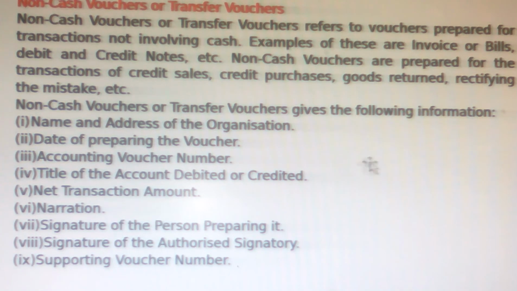Non-cash vouchers or transfer vouchers give the following information. So what information does the particular voucher give you? The name and address of the organization, then the date of preparation of the voucher, then the running account, the voucher number, then the title of the account, debited or credited, what account, then the transaction amount, then the clear details of the transaction narration, then the signature of the person who prepared that particular voucher, then the authorized signature of who will authorize the voucher. Here, very very important: the prepared person and the authorized person. Then the supporting voucher number. So based upon what voucher we are going to prepare this voucher, correct? That's why it is called non-cash voucher.